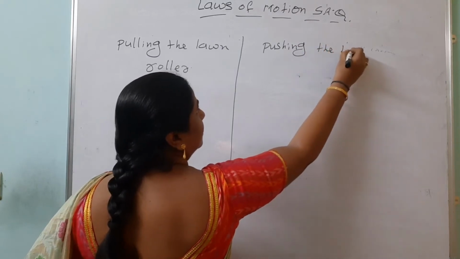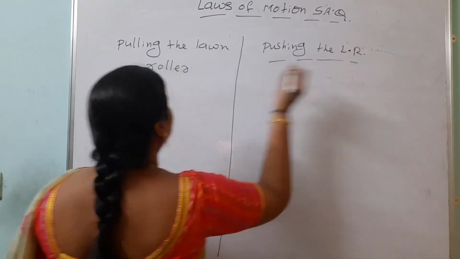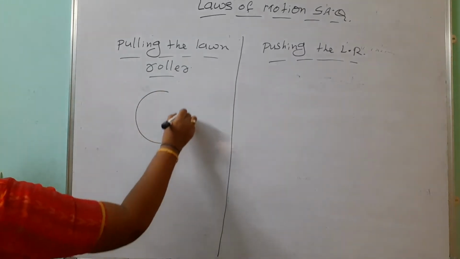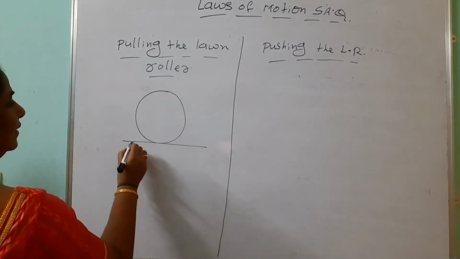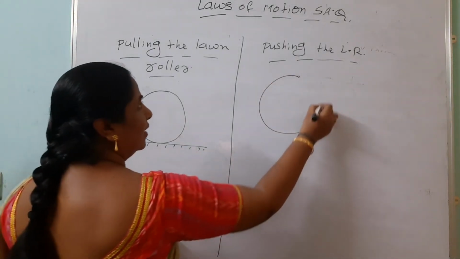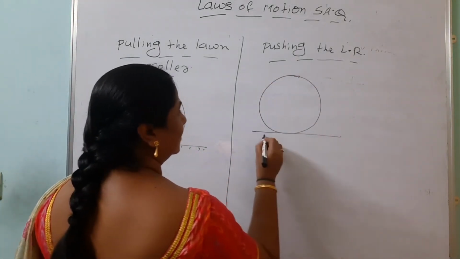Pushing the lawn roller. Look here. In both the cases, this is the lawn roller, which we are placing on the surface. And here also we are taking one lawn roller and placing it on the surface.